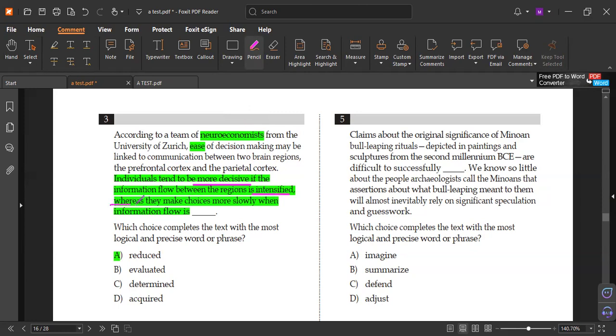Look, whereas, this part is opposite to this part. Here individuals tend to be more decisive, so it must be intensified. What is the opposite of intensified here? It's reduced, because intensified means you have a lot. They make choices more slowly when the information is reduced. We are not talking about evaluation of information, as he mentioned here. We are not talking about determining the flow of information. We are not talking about understanding information.